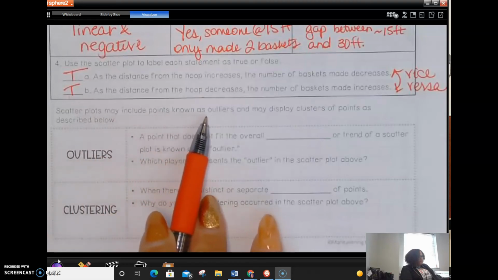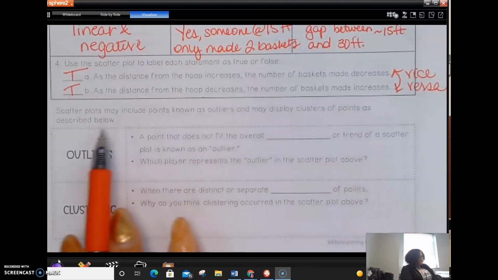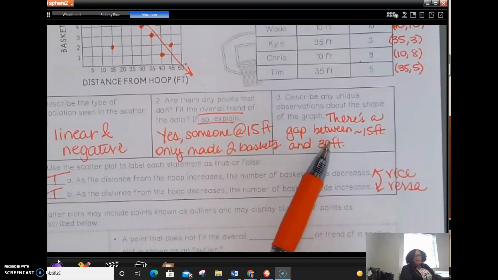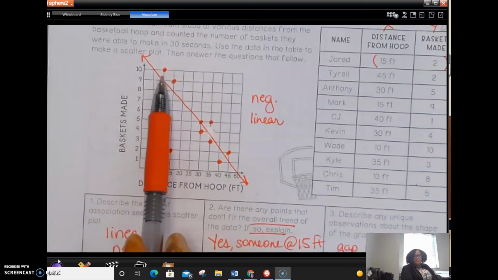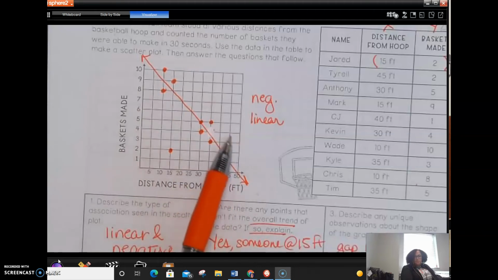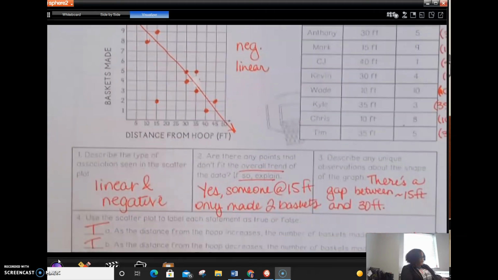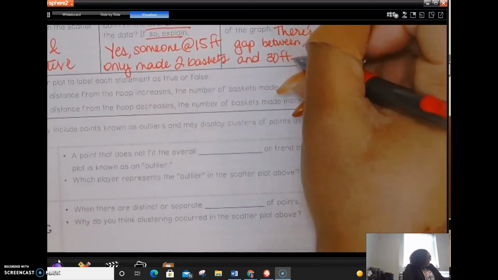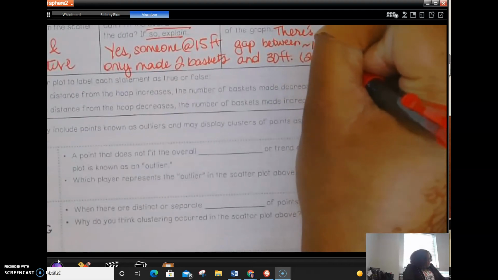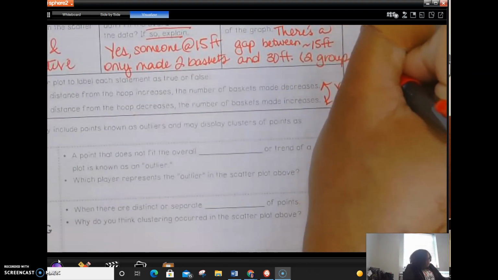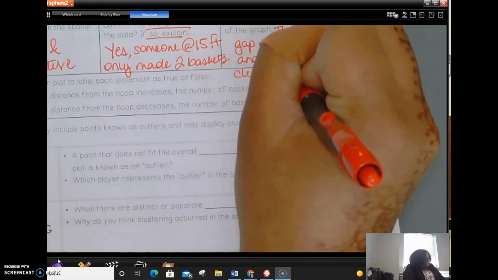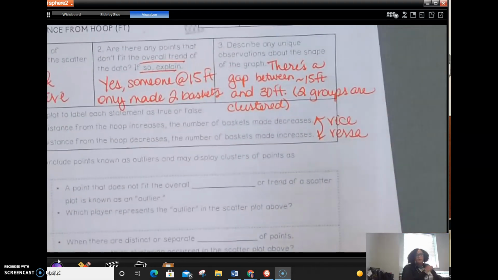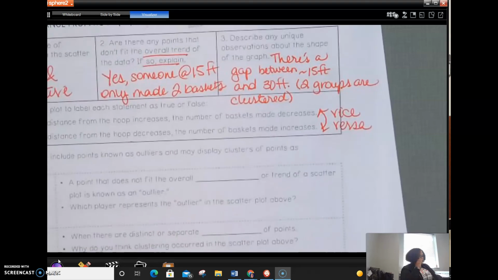So then looking at outliers and clustering. Scatter plots may include points known as outliers and may display clusters of points described below. Maybe that's what they wanted us to discuss up here. There's a gap here, meaning there's some grouped as they're closer to the net, and then there's some groups as they're farther from the net. So we'll say 2 groups are clustered. We'll add that to number 3.